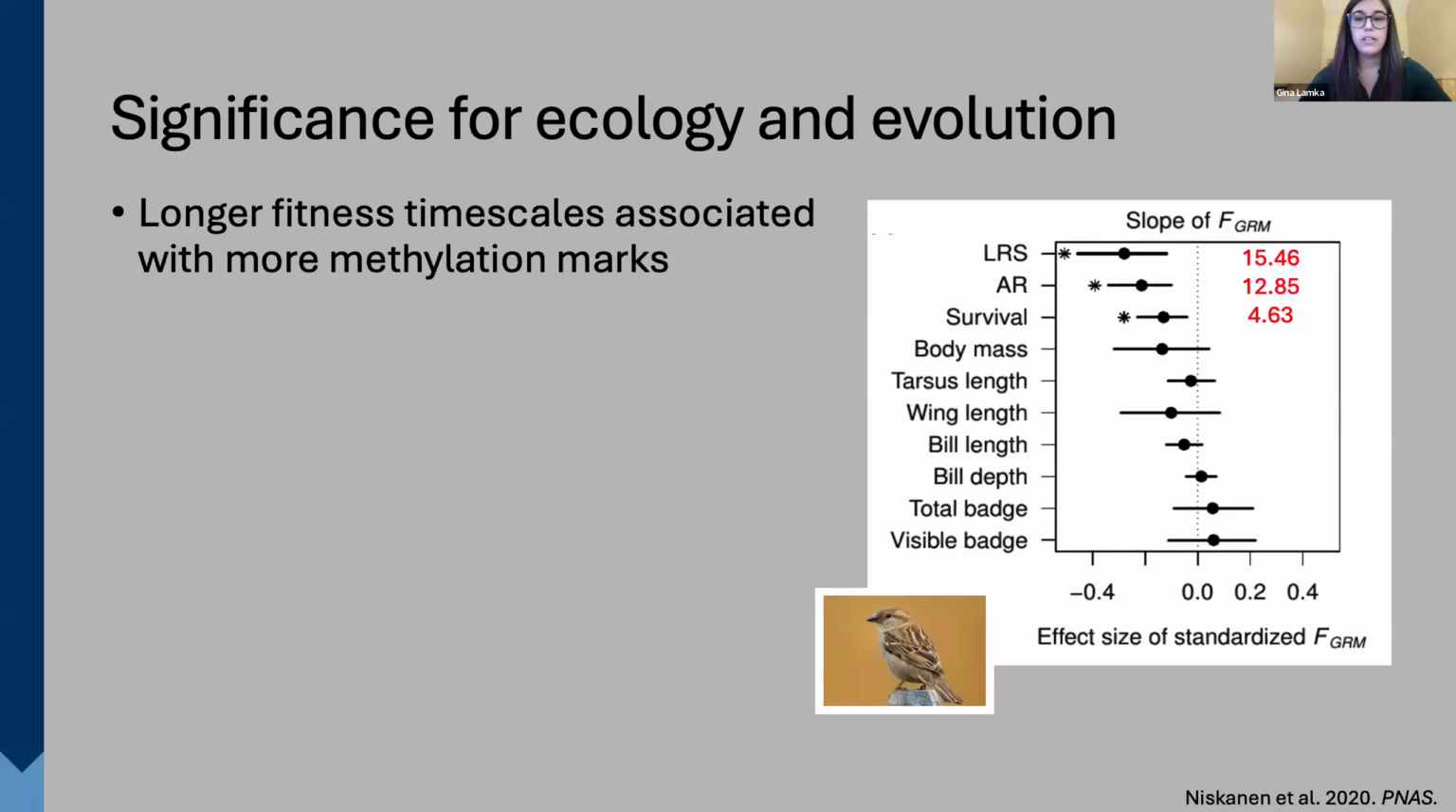So here in this figure, these red numbers are the estimated number of lethal equivalents, which can be thought of like the relative number of genes that must be deleterious to influence mortality. And the number of lethal equivalents for survival are approximately a third of those for lifetime reproductive success, which is really similar to the patterns we're seeing here in the epigenome.